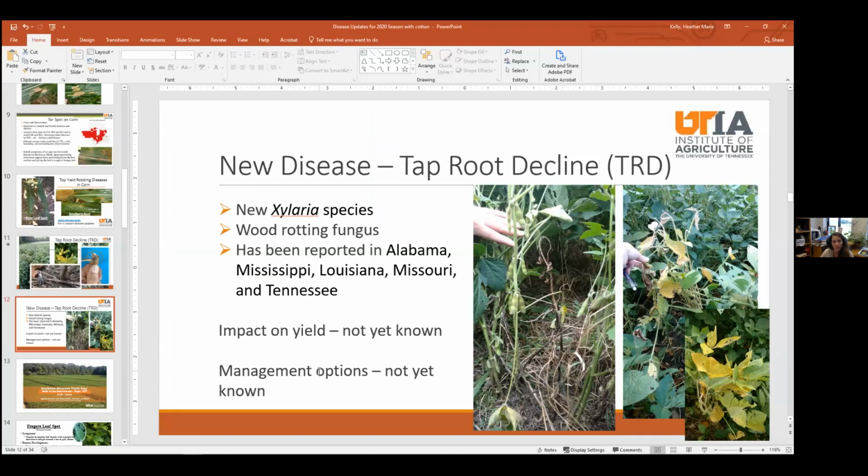I think it's out there more than that. We just haven't found it to report on it yet. I wouldn't be surprised if it is over in Middle Tennessee also. So to be aware of that.